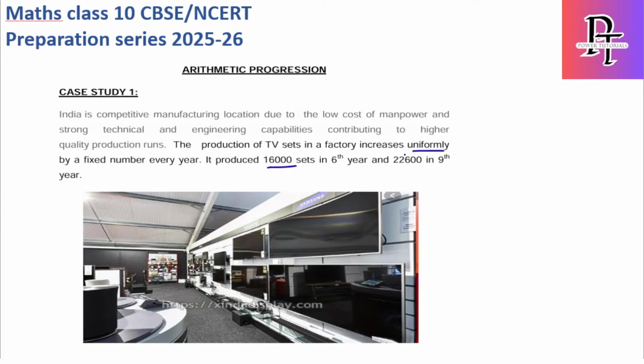So what is the nth term formula? It is a plus n minus 1 into d. We are going to apply this formula for the 6th and the 9th term, and then using that we are going to get a and d values. I'll tell you how to get those two values.